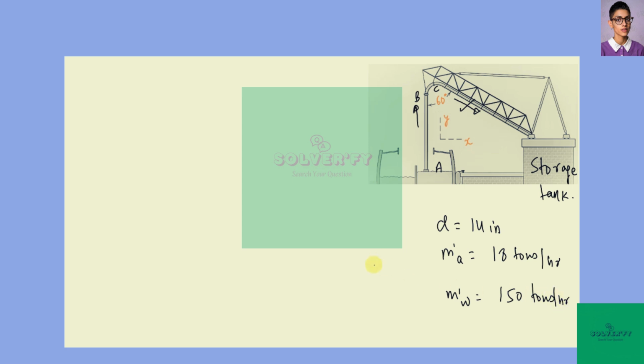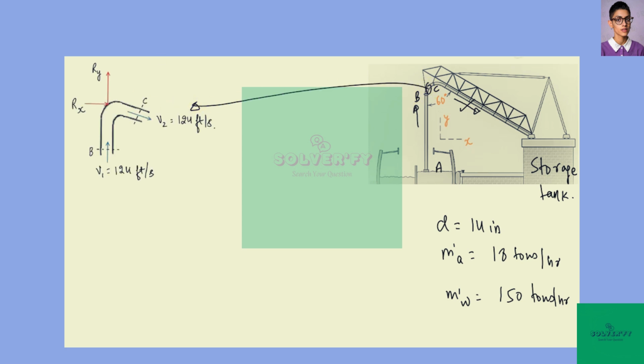Now we will first make the free body diagram of this section. Let me make it here. So this is the diagram, and the inlet velocity and the exit velocity are also given. V1 is equal to V2, so V1 and V2 are the same, and the value is given as 124 feet per second. Now to solve this problem we can use equations of motion in the y and the x direction. This one is our y direction and this one is our x direction. But before applying these equations we'll first convert the units.